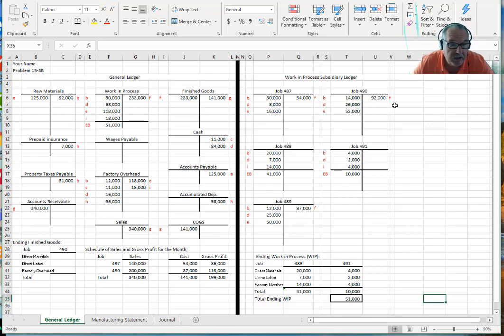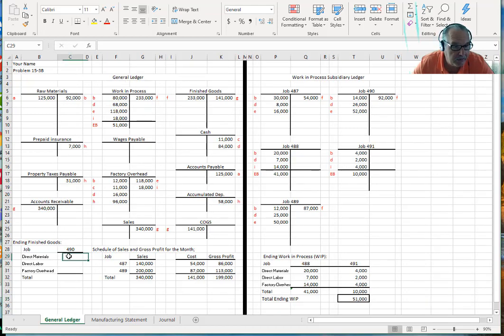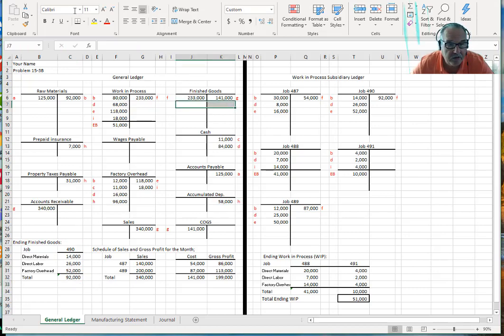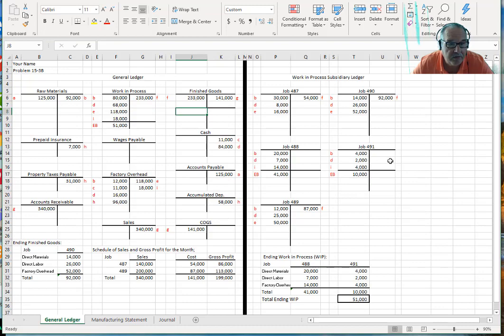And the last thing is our one job that did not get sold, which is job 490. I'm going to prepare a schedule over here that has the direct materials, which is 14,000, 26,000 in direct labor, and 52,000 in factory overhead, for a total cost of 92,000. And that is the balance in our finished goods account. Again, coincidence? No. 92,000 is the job that did not get sold. It got finished, it did not get sold.